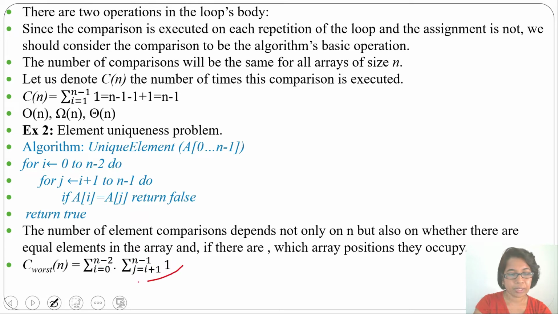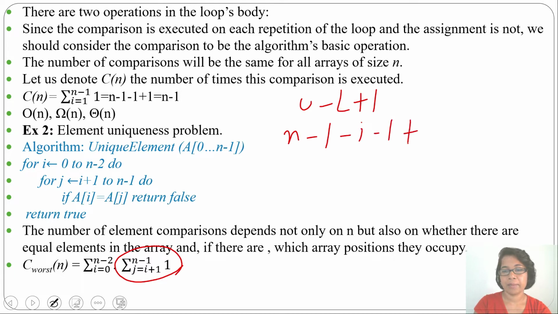So first we'll evaluate this part. We know the formula: it is upper limit minus lower limit plus 1. What is the upper limit here? The upper limit is n minus 1. What is the lower limit? i plus 1. So minus i plus 1 becomes minus i minus 1. Then plus 1 due to this. Now this minus 1 plus 1 will be cancelled. We'll get n minus 1 minus i.